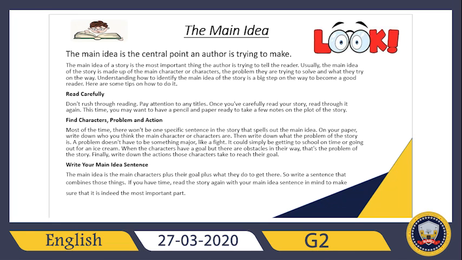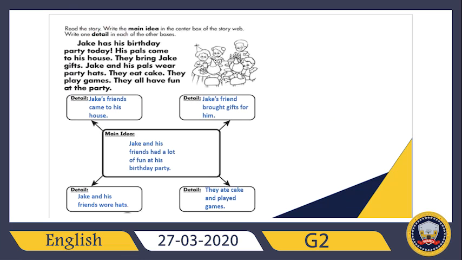Now let us quickly see this short passage. Read the story, write the main idea in the center box of the story web, write one detail in each of the other boxes. So it's a very short story. Jake has his birthday party today. His pals come to his house. They bring Jake gifts. Jake and his pals wear party hats. They eat cake. They play games. They all have fun at the party.